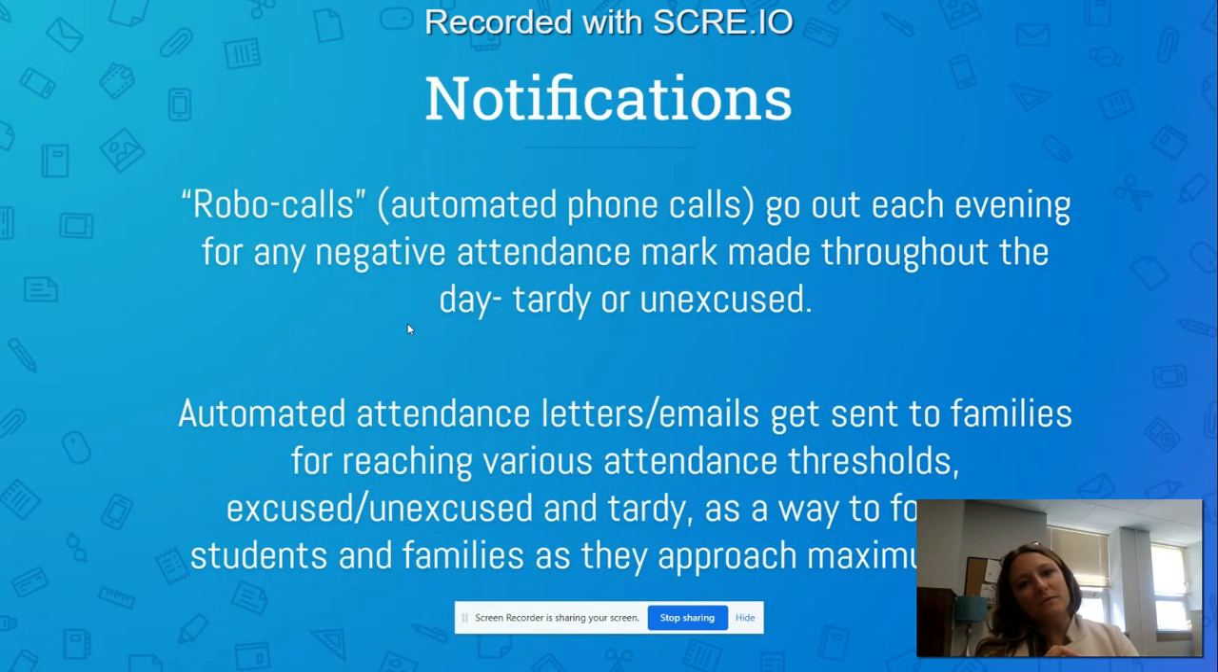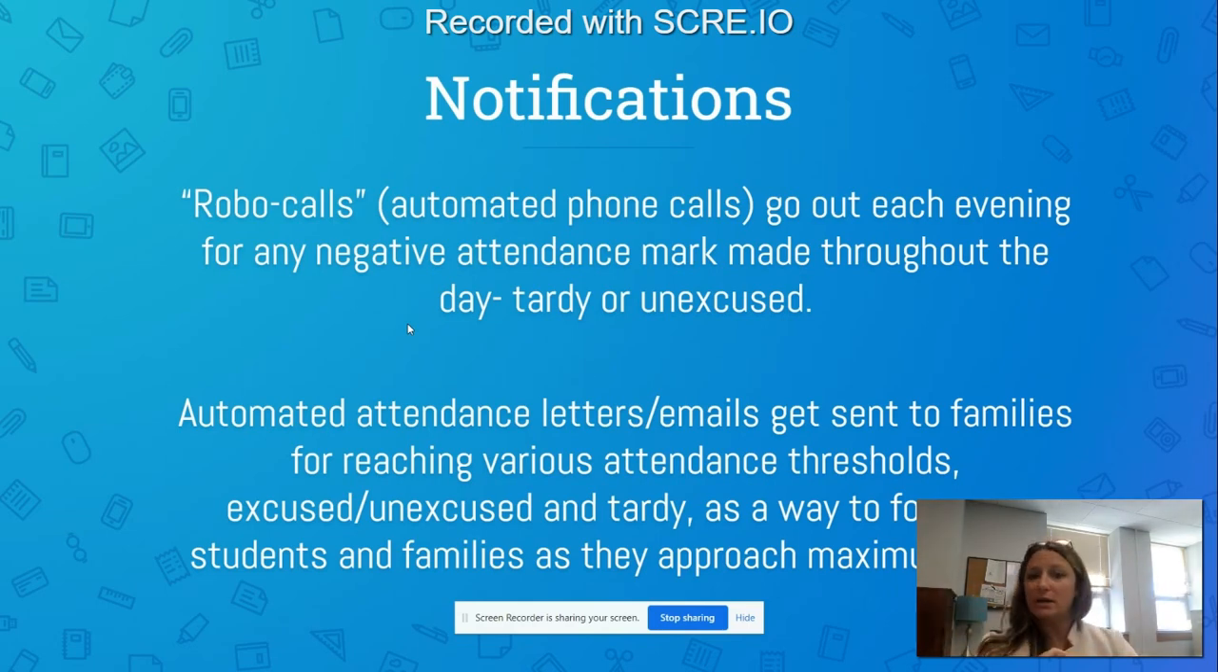All right, so some things you should be aware of. There are certain notifications that will serve as kind of auto communicators between the school and students and their parents or guardians at home. So the first one is something called robocalls. They're automated phone calls that go out each evening. I'm not exactly sure, but it's after 5 o'clock when that automated phone call goes out. And it goes out for any negative attendance mark made throughout the day. So it could be a tardy or an unexcused.